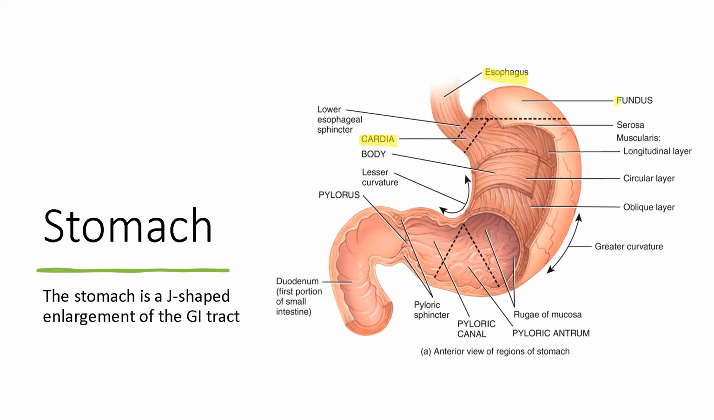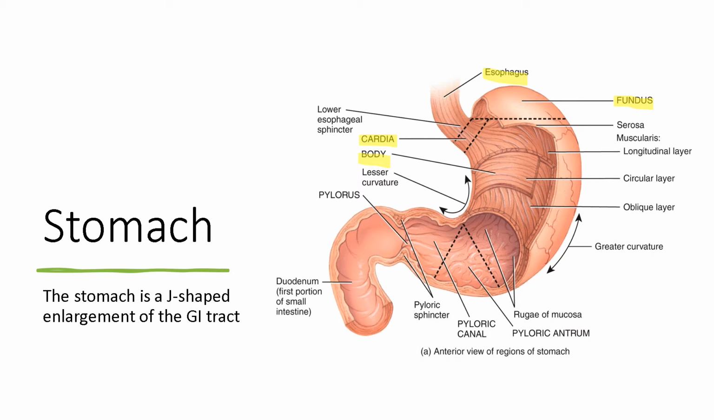Next is the fundus. This is the rounded portion superior to and to the left of the cardia. Kind of this big dome-shaped area here, that's the fundus. Then we have the body. This is the large central portion of the stomach.